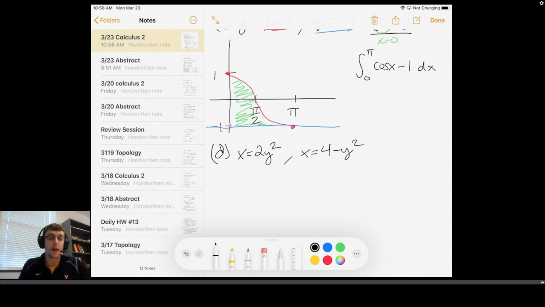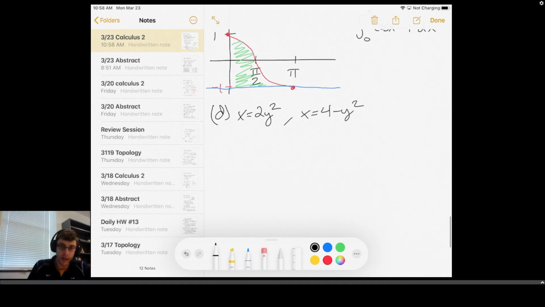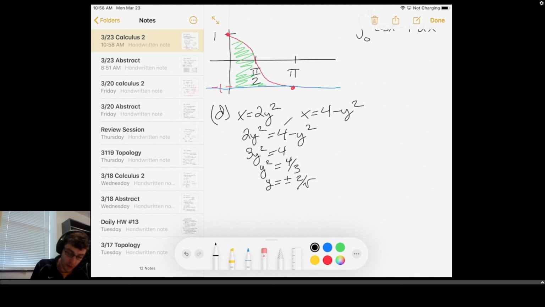So here, right, I'm not giving you an interval, so we need to figure out where these intersect. So we should set them equal. And this, unfortunately, is not super nice, right? Because we get 3y squared is 4, or y squared is 4/3, and then y is plus or minus 2 over root 3, which kind of sucks.